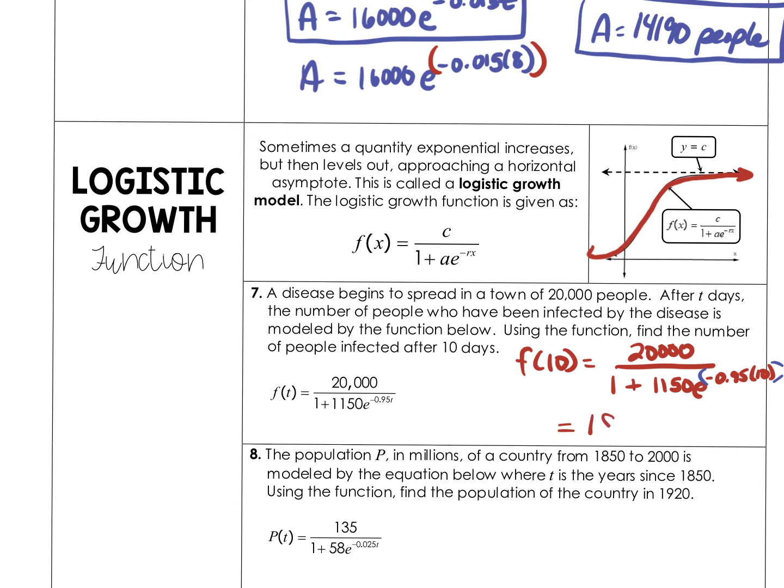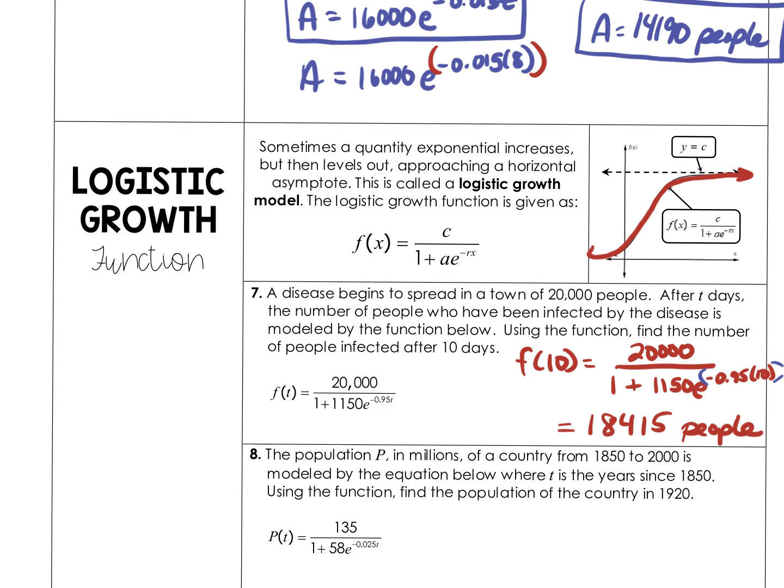So I got 18,415 people. So it's gone down from 20,000 to 18,400. So it's going down. So we're getting less people with this disease. Okay.